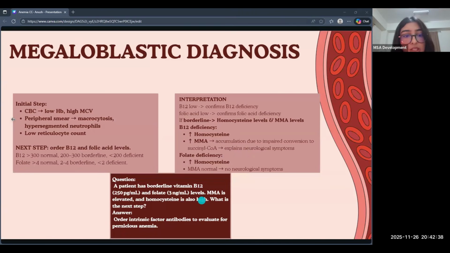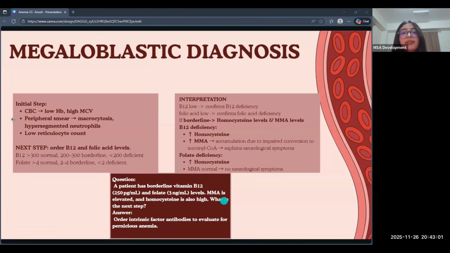Now, let's do a question. I said the dark red boxes are very important and they will come as a question. Okay, so a patient has borderline vitamin B12 and folate levels. MMA is elevated. Homocysteine is also high. So they're both high, so we can say that this is a B12 deficiency. Okay, so what's the next step?